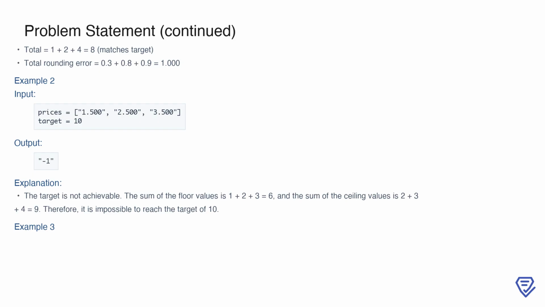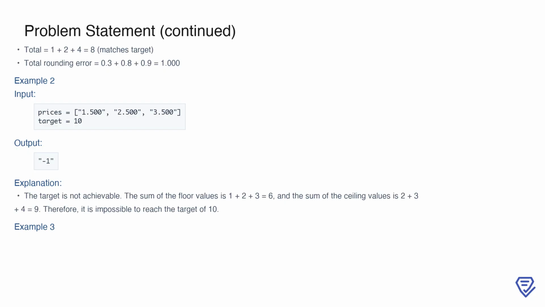In the second example, the prices are 1.500, 2.500, and 3.500, with a target of 10. Here, the sum of the floor values is 1 plus 2 plus 3, which equals 6, and the sum of the ceiling values is 2 plus 3 plus 4, which equals 9. Since the target of 10 is outside this range, it is impossible to meet the target, and the output is -1. This demonstrates that if the target is not achievable within the bounds of the floor and ceiling sums, we simply return -1.